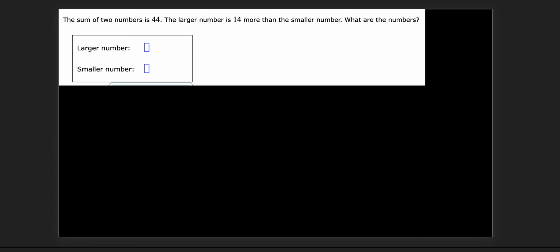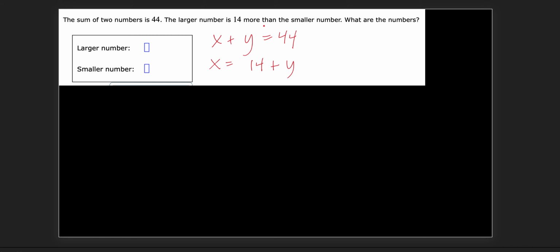So here's another one like that first problem. The sum of 2 numbers is 44. The larger number is 14 more than the smaller number. What are the numbers? So the sum of 2 numbers, like x plus y, is 44. And the larger number, maybe x, could be y, doesn't matter which one actually. The larger number is 14 more than, so that's plus the smaller number.